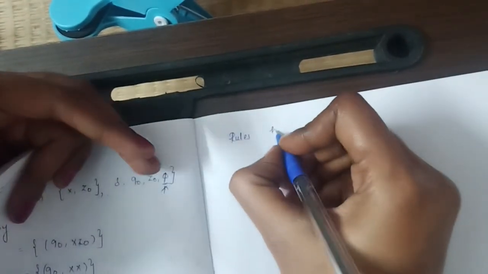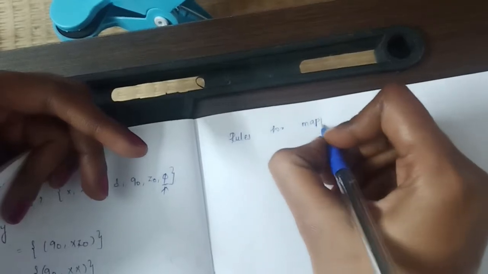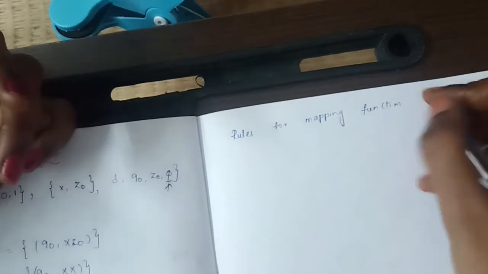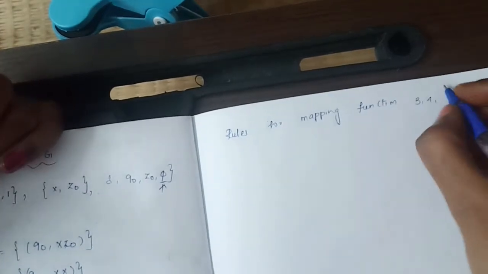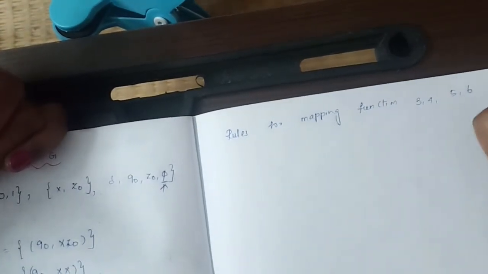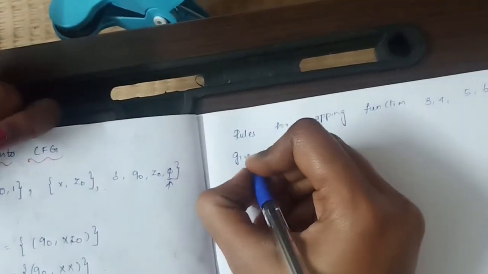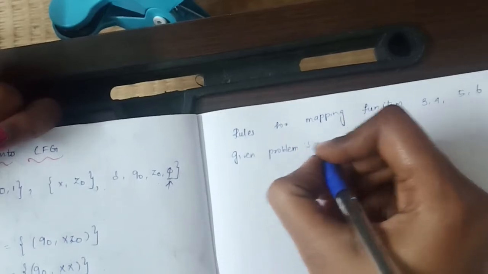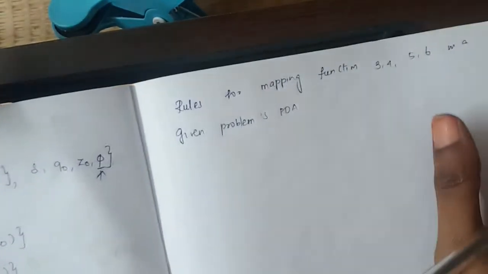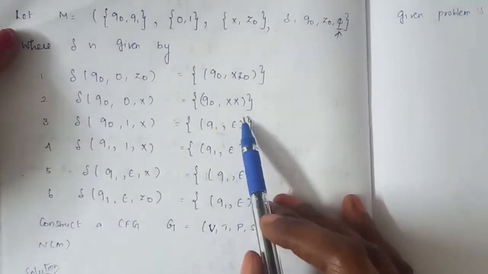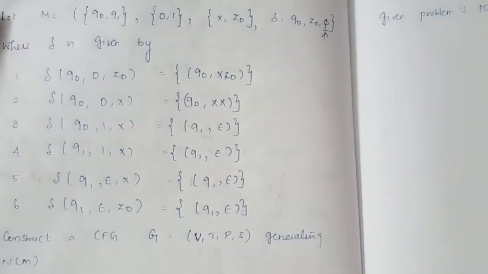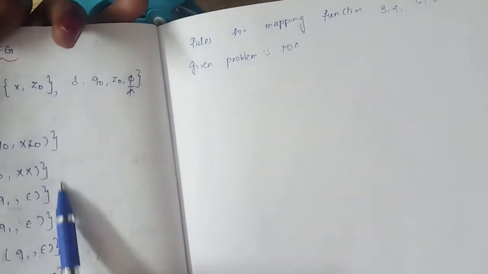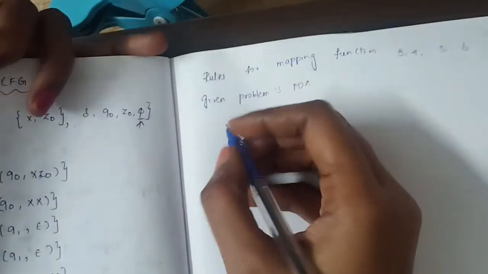Rules for mapping function 3, 4, 5, 6 in a given problem. So in a given PDA problem, when we see this, these are all generated terminals, which means we have only the epsilon symbol. When it is produced as epsilon, this is termed as terminal rules, right?